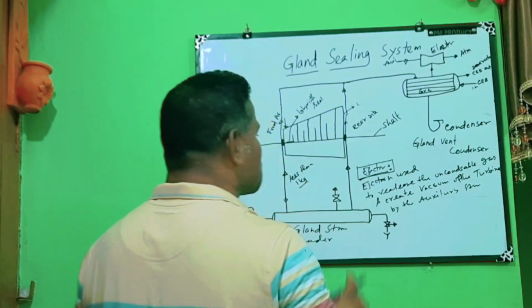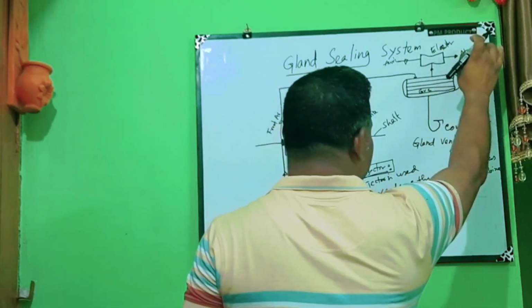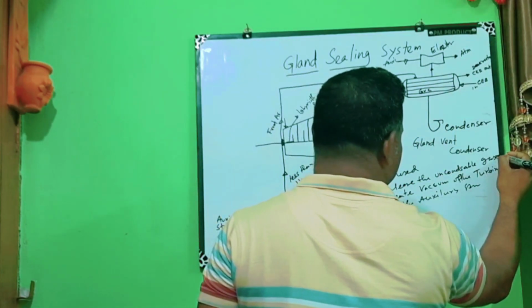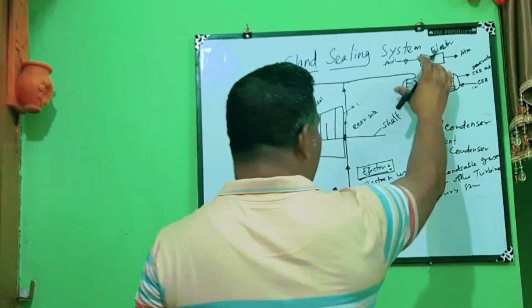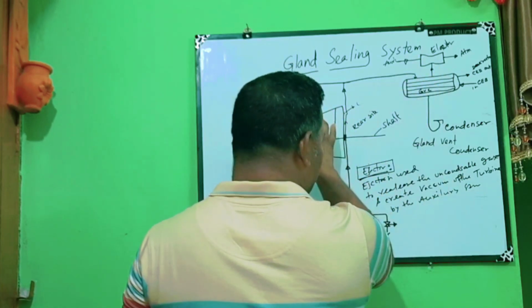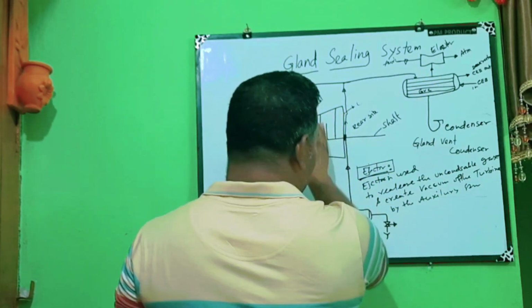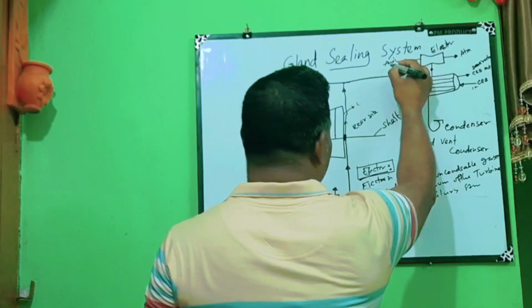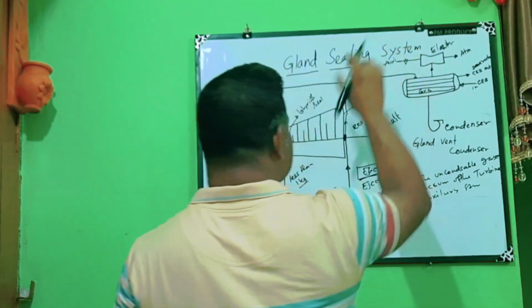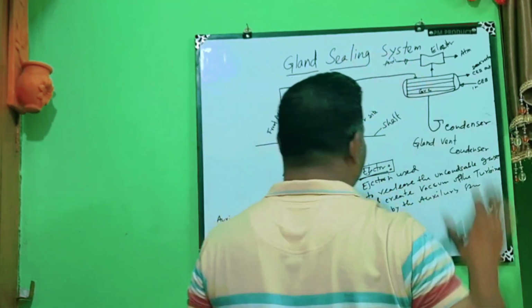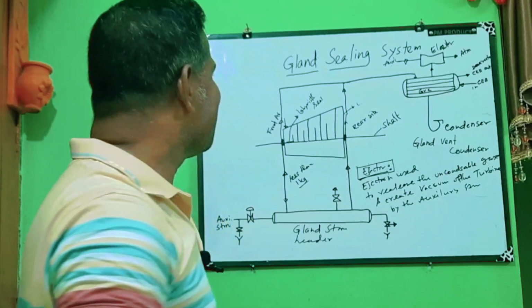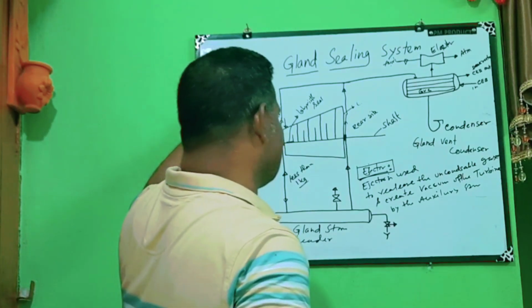The ejector is normally used to release the uncondensable gases and create vacuum. It will create vacuum of the turbine by the provided auxiliary steam. By this auxiliary steam, it will vacuum the turbine. These are the functions of the ejector. I hope up to this is clear.